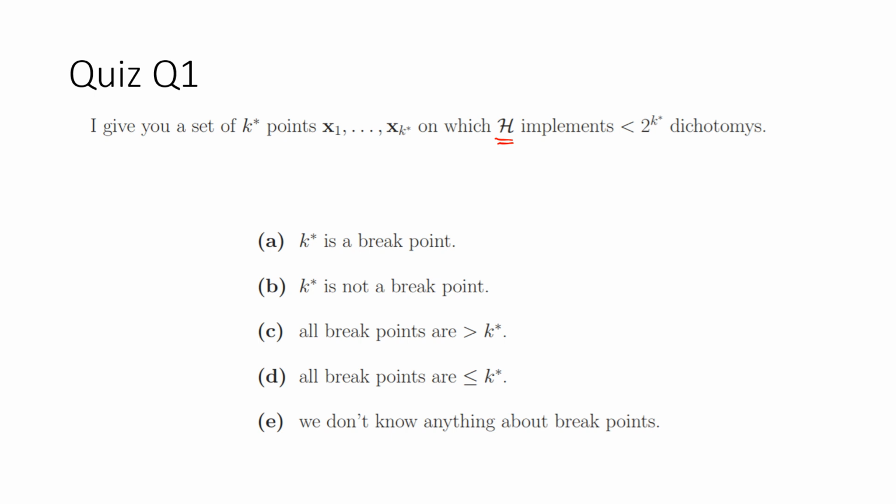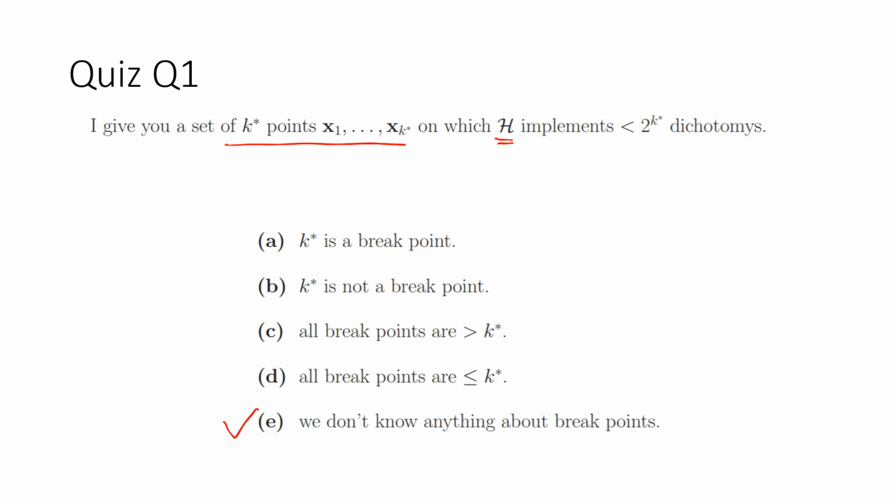If you're thinking the correct answer is E, then you are right. In order to prove that k star is a breakpoint, we need to show that my hypothesis set cannot shatter any data set of k star points, not just this specific one. That's the hidden message there: I'm giving you that particular set, but I have to prove it for any data set of k star. You must show that the hypothesis set is deficient no matter what set of points, which is why the answer is E. So that was quiz number 1.